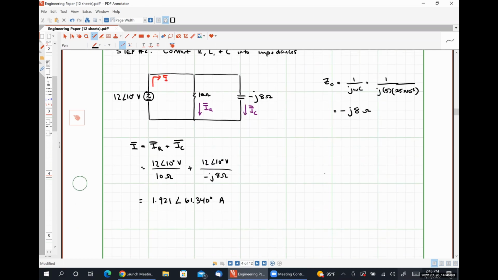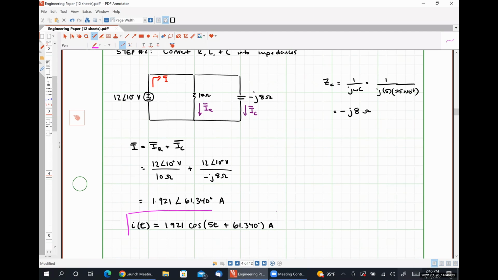And now I'm going to convert my phasor back into a time domain signal. So I of t is just 1.921 because the magnitude stays the same, cosine 5t plus 61.340 degrees amps. This is the exact same result that we got working this problem the other two ways, but from an analysis perspective, we did it in one line, really two lines after we used KCL in a general form, and then we plugged in numbers, and then we threw it on our calculator and got the answer that we were looking for.